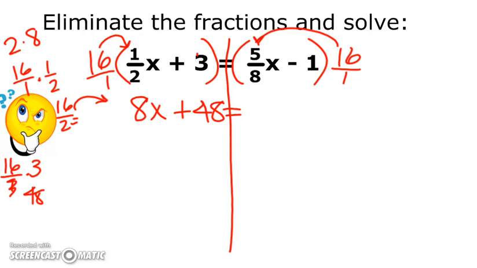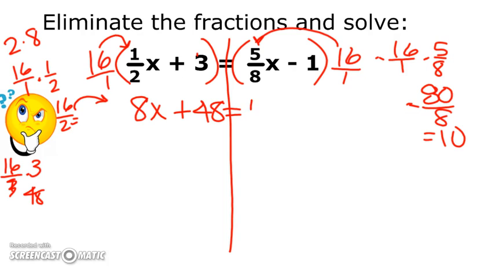I'm sorry, it's not 90, it's 80 divided by 8. So 16 over 1 times 5 over 8 is 80 divided by 8. So that equals 10. So you're going to have 10x minus 16. And now it looks like a problem we know how to solve.